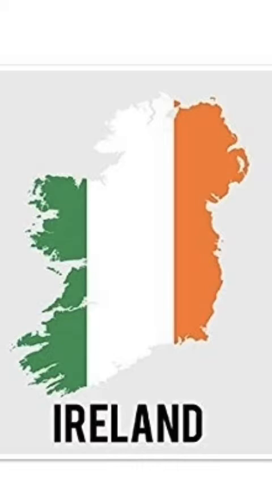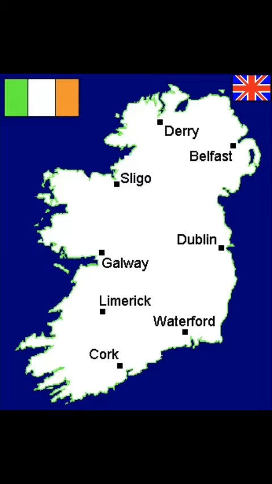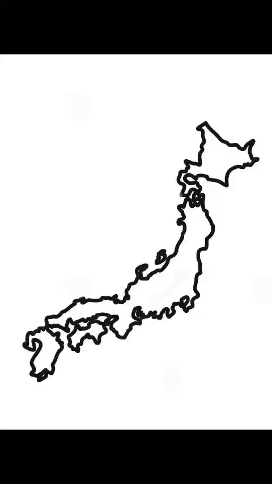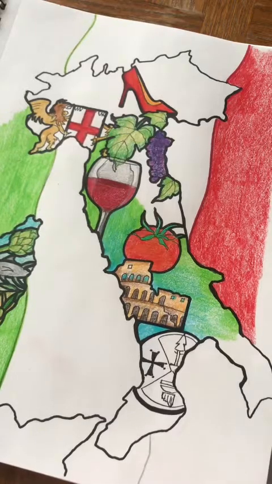Here is the shape of Ireland, and it also shows the Irish flag. And here are some major cities that are in Ireland. Here is a picture of France, and so this is what you would draw if you want to do France, and it's also showing the colors of the flag. Here is a picture of Japan. So this is what you would draw if you want to do the nation of Japan.